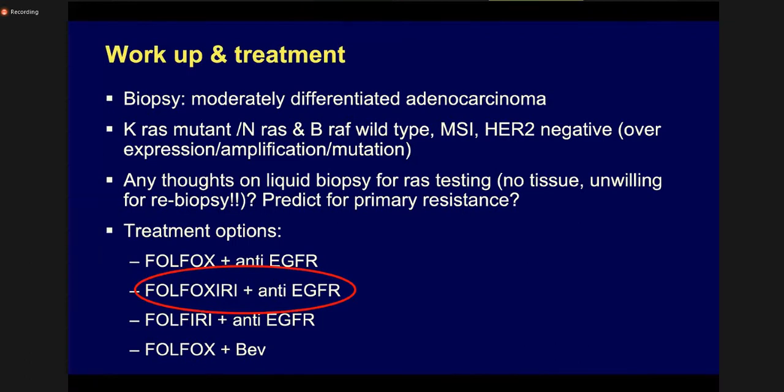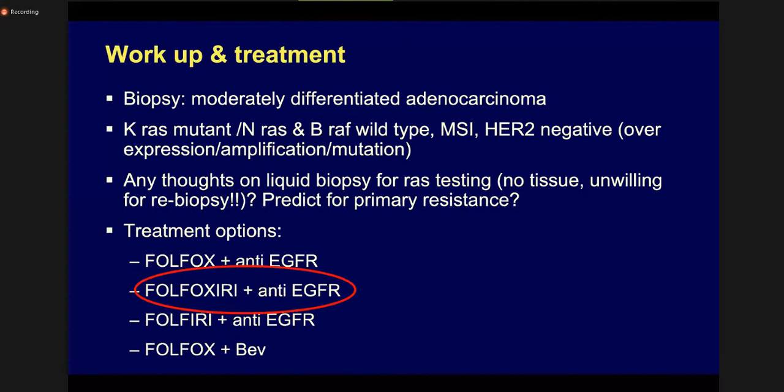So for the wild type, since it is a left-sided colon, we will probably be choosing more of an anti-EGFR treatment along with FOLFOX. It's much easier for us to handle than any neutropenic complications. So my preference in this particular patient would be to go in for a doublet with FOLFOX and an anti-EGFR.